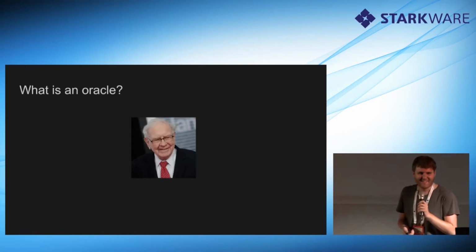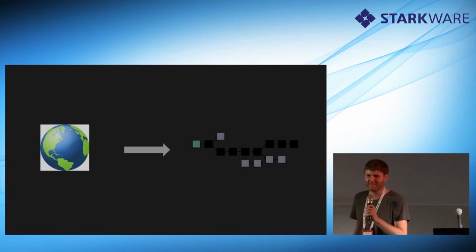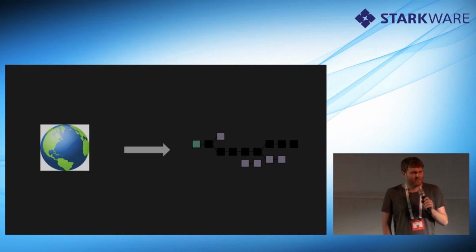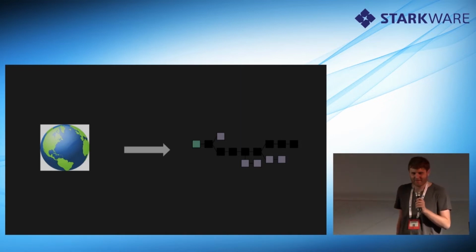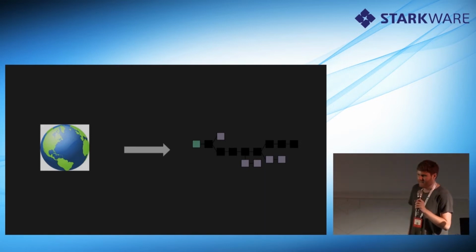So it's not the Oracle of Omaha. It's the problem of how do you get real-world data into the blockchain in a secure way. So how do you know that the weather in San Francisco is 72 degrees and that somebody didn't just make that up and submit it on chain?